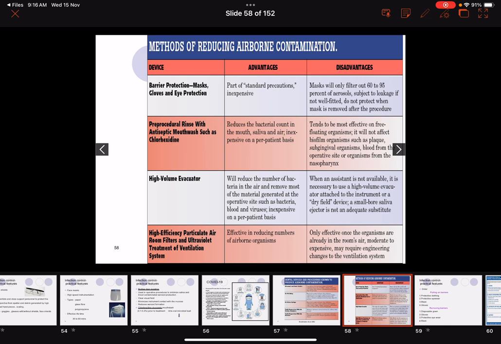Methods of reducing airborne contamination include PPE like barrier protection, a pre-procedure rinse with an antiseptic mouthwash such as chlorhexidine, a high volume evacuator, as we said earlier, which removes 95% of the aerosol, high efficiency particulate air room filters, and ultraviolet treatment of the ventilation system.